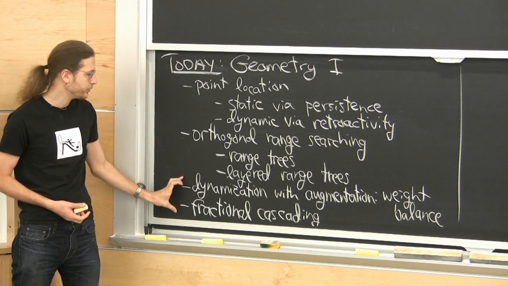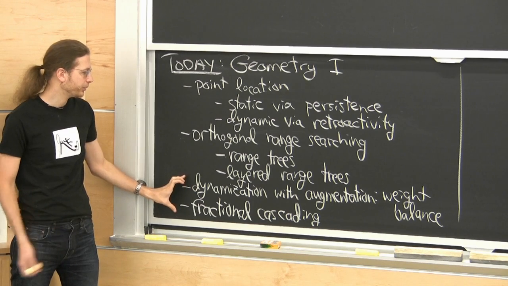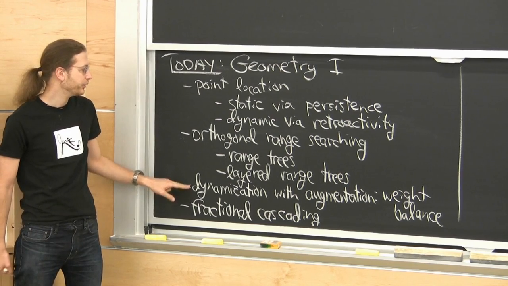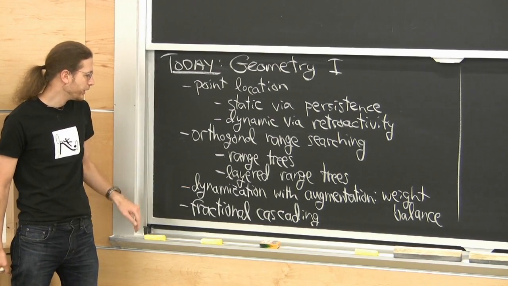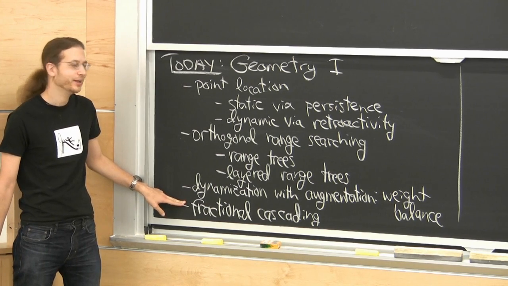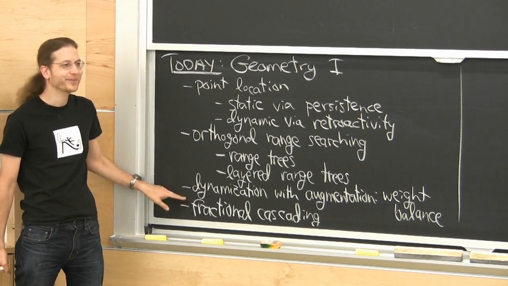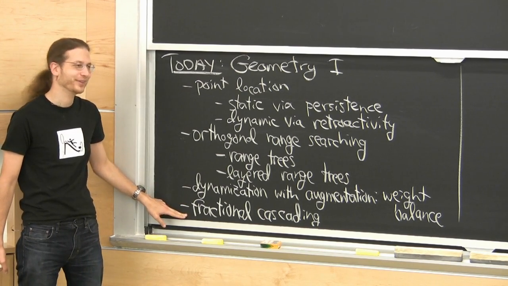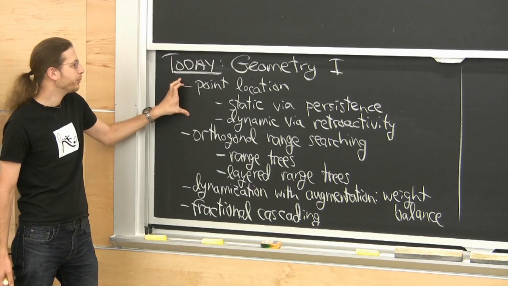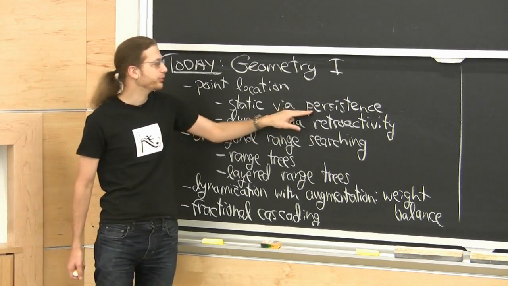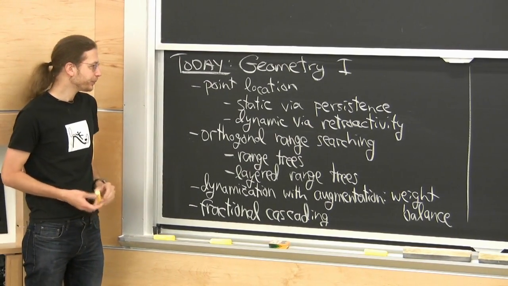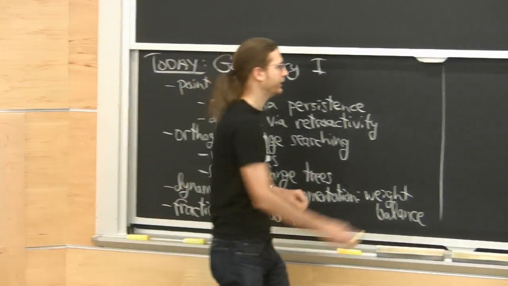We're going to cover two general techniques for data structure building. One is dynamizing static data structures, turning static into dynamic, using a technique called weight balance, which is really cool. And another one's called fractional cascading, which has probably one of the coolest names of any algorithmic or data structures technique. It's actually a very simple idea. It sounds very scary. And with point location, we're going to see some fun connections to persistence and retroactivity, which was the topic of the last two lectures, you may recall. And so we'll start out with that.